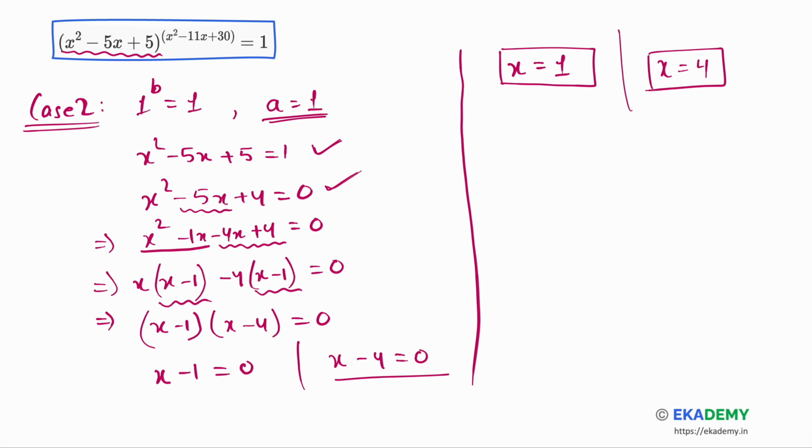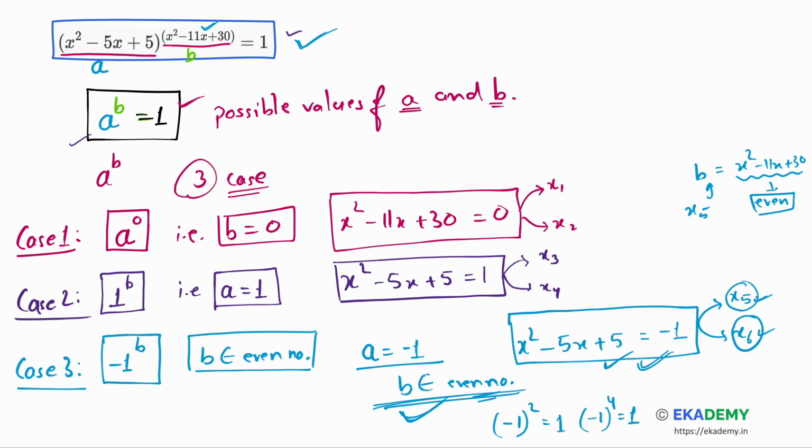Let us call them x3 and x4, because we have already assigned x2. So, x3 is 1 and x4 is 4. So far, from these two cases, we have got 4 real solutions for this mega quadratic equation. Now, let us see the third case, which was when a is negative 1, in that case b should be an even number.